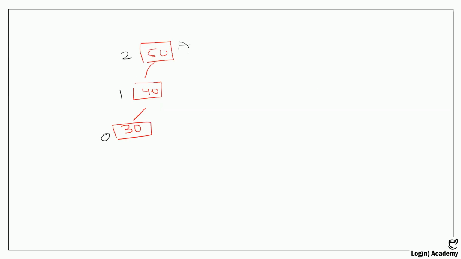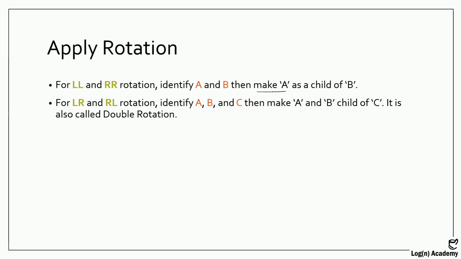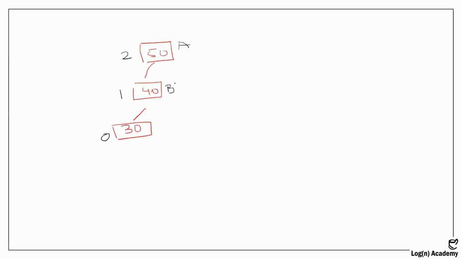So now we have identified A, and what will be the B? The B will be the child of A. So this is B, right? We will mark the child of A as B, and then it says make A as a child of B. Now this will turn into B.